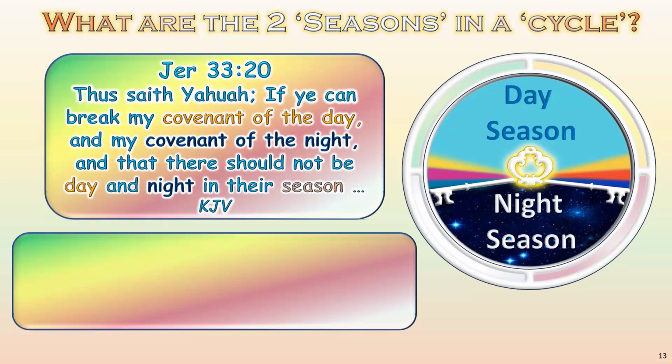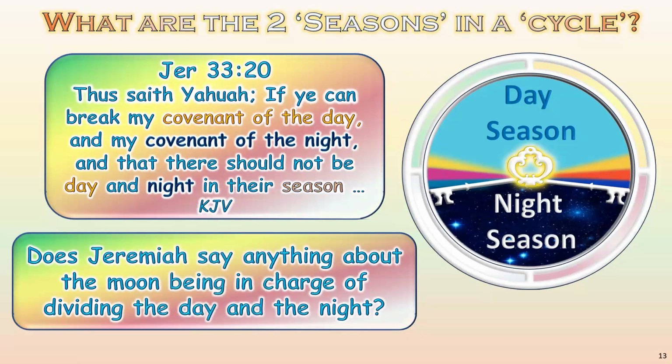Yahusha says, if you can break it, there's something else going on as well. But he calls it a covenant of the day and the covenant of the night. And these covenants were given on the first day of creation. Did Jeremiah say anything about the moon being in charge of dividing the day and the night? Did he say anything about the moon being in covenant with this day season and night season? The answer is no. And no other prophet said anything about the moon being in covenant with the day season and night season either.